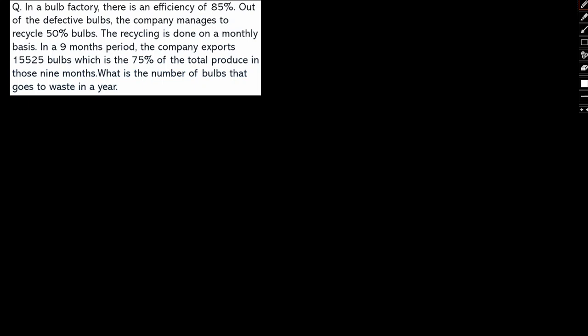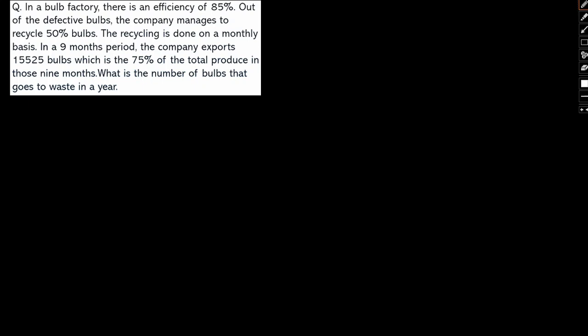In a bulb factory, there is an efficiency of 85%. Out of the defective bulbs, the company manages to recycle 50%. The recycling is done on a monthly basis. In the 9 months period, the company exports 15525 bulbs, which is 3/4 of the total production of those 9 months. So, what is the number of bulbs that go to waste in a year?